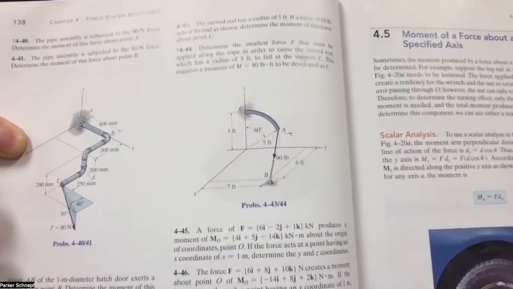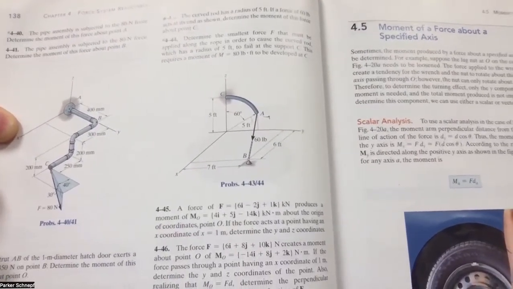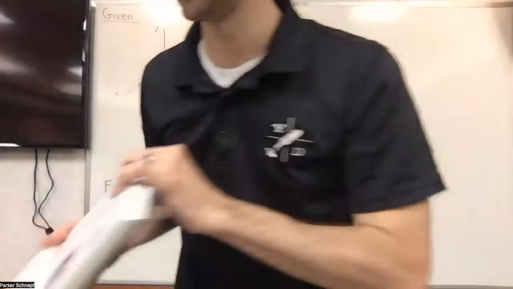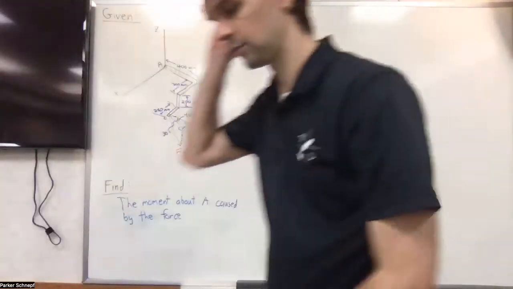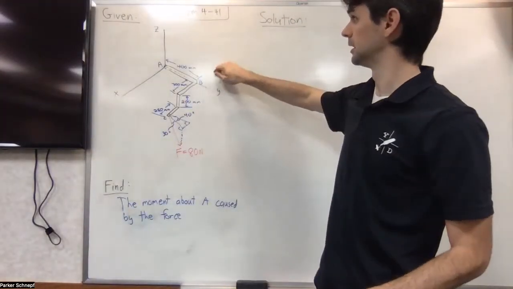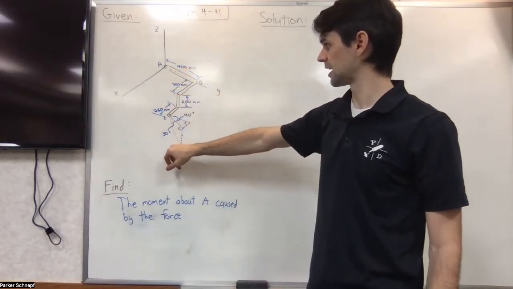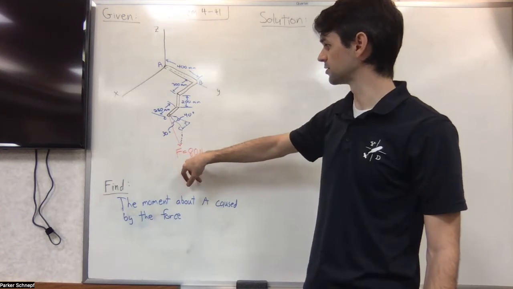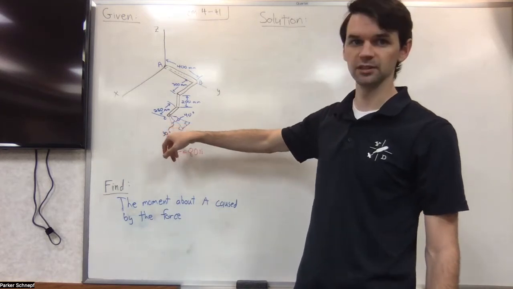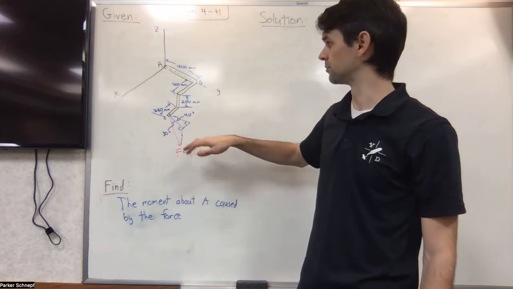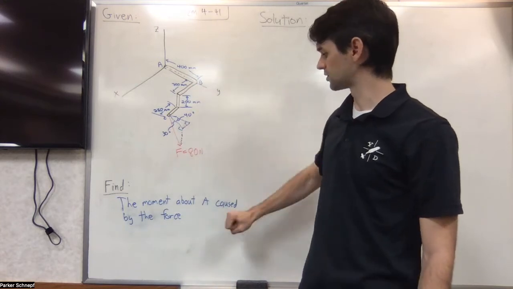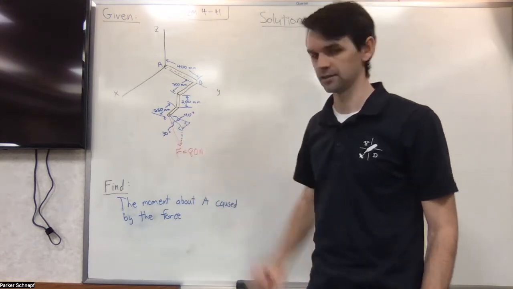have this pipe and there's a force acting at the tip of it. So I've redrawn that best of my ability over here. So we have the dimensions all laid out, and this force acting at the end, it has a magnitude of 80 newtons, and we're given the azimuth and elevation angle, which I've drawn for you here. And what we're asked to find is the moment about point A caused by this force.